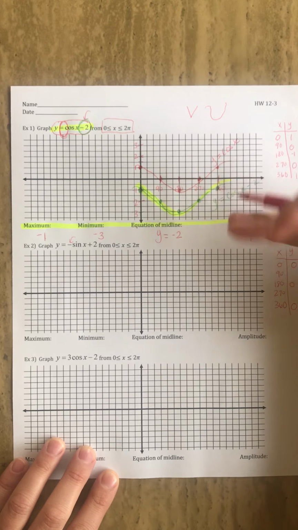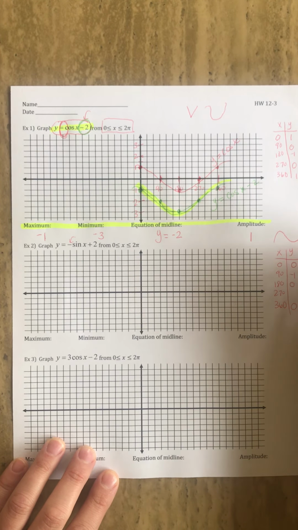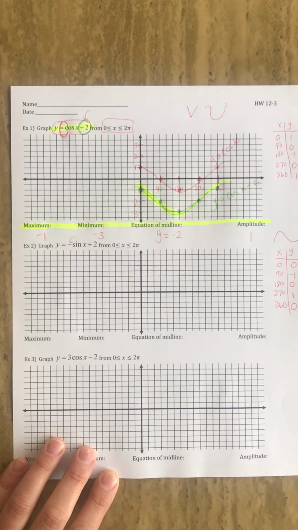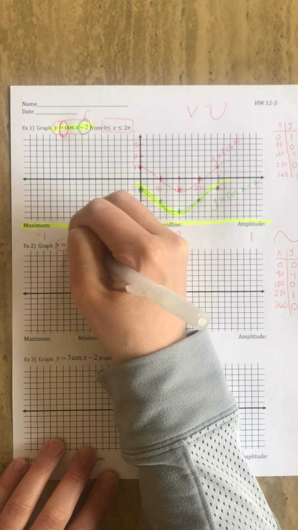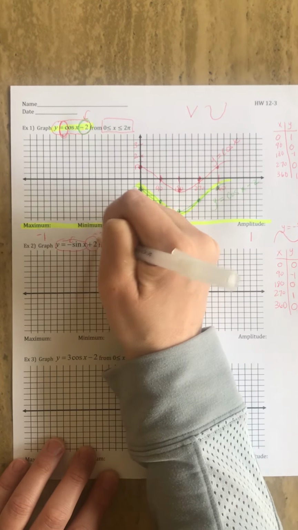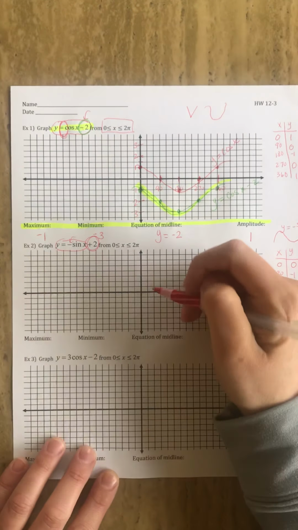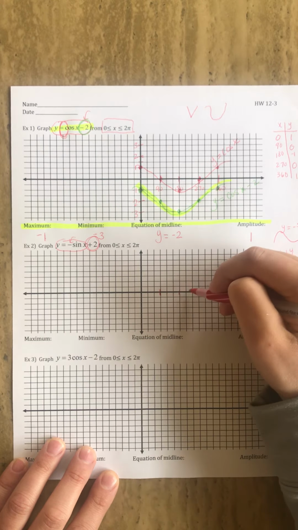But this is going to be reflected or flipped. So instead of going up to 1, it's going to go to -1, to 0, back to 1, to 0. Okay, and again, that's just y equals negative sine x. We haven't done the transformation of moving that up 2 units. So you guys can go 1, 2, 3, 1, 2, 3.